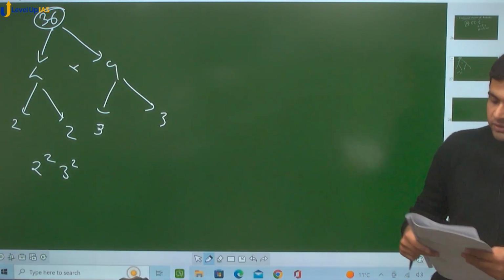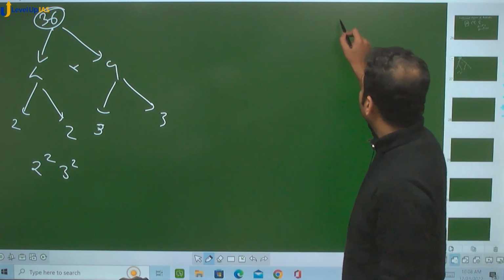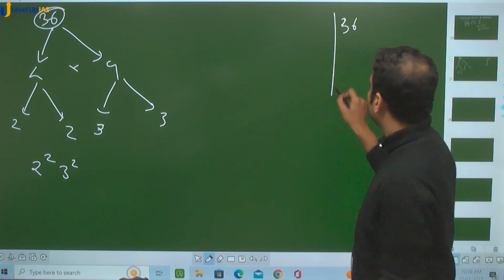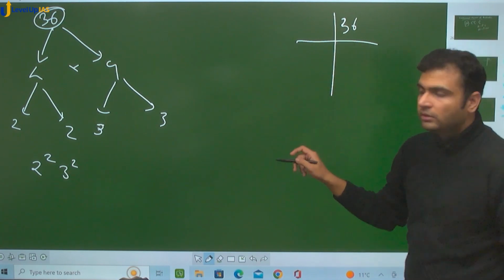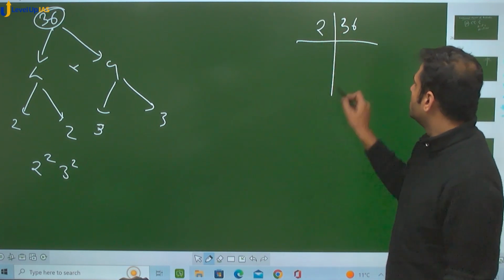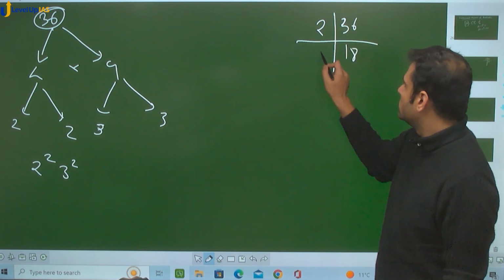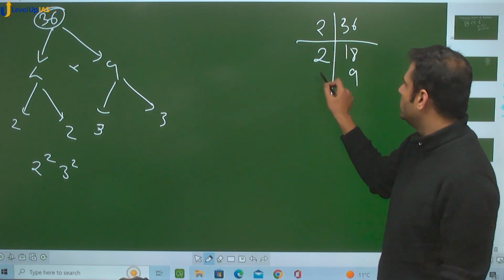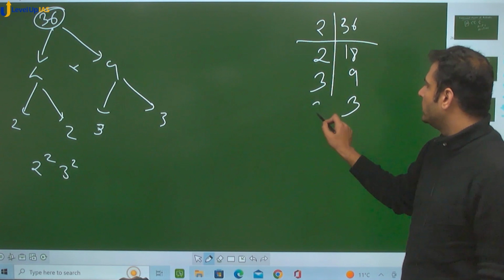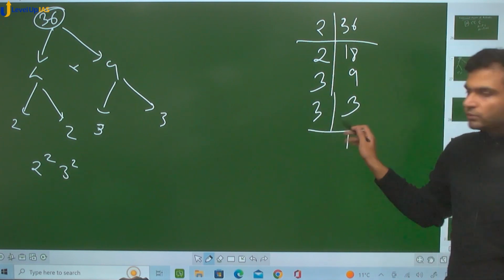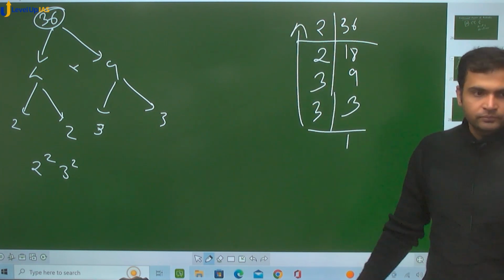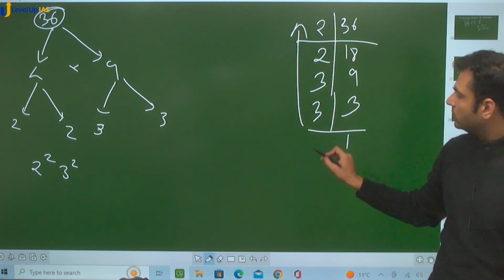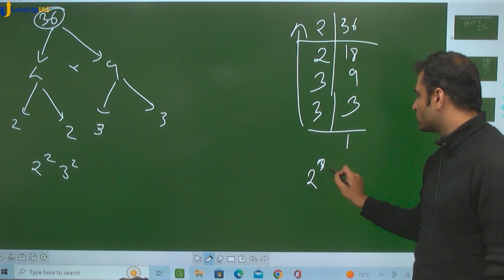The other method is the division method. You take 36 and divide by the smallest prime number that you know divides it, which is 2. Then it becomes 18. Divide by 2 again, it becomes 9. Then divide by 3, it becomes 3. Then divide by 3, it becomes 1. That's where we stop. So this is the prime factorization: 2 squared, 3 squared.